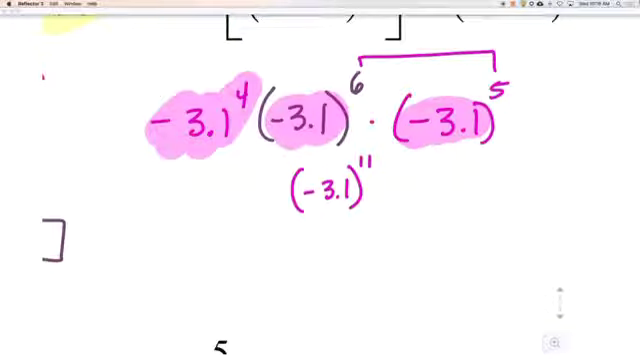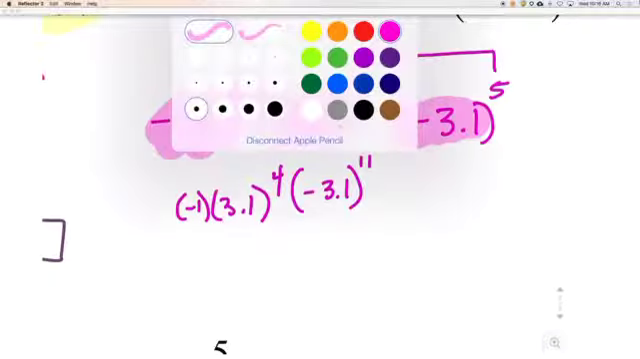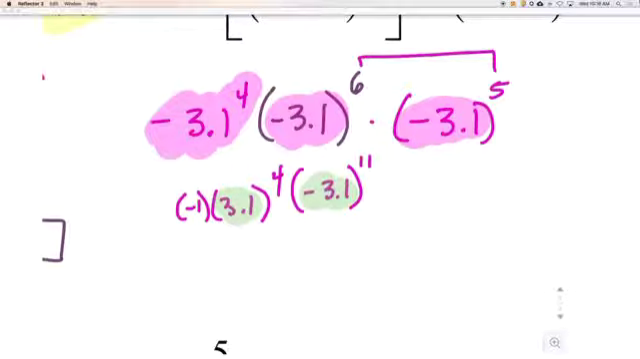Now, the next one, this one here, when I bring it down, I am going to help myself. I'm going to write that as negative 1 times the quantity 3.1 to the fourth power. See that? That's negative 1 times 3.1 to the fourth. I added parentheses to help separate them. Now I'm re-inventorying. Do I have the bases the same there? No. So can I combine those exponents? No. It's like having bananas and plantains. Are they the same? No. Are they very similar? Yeah, but they're not the same.